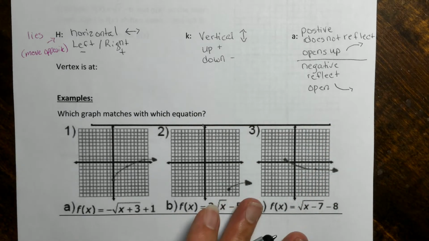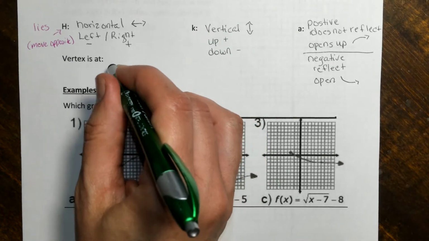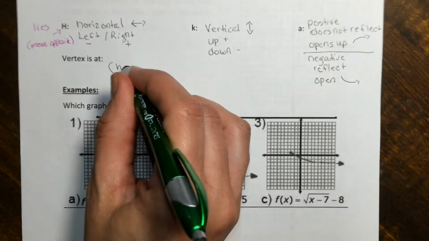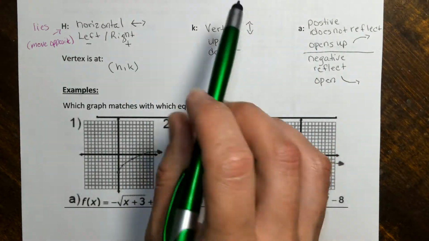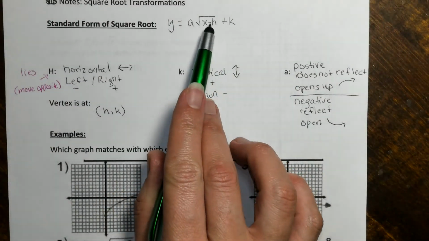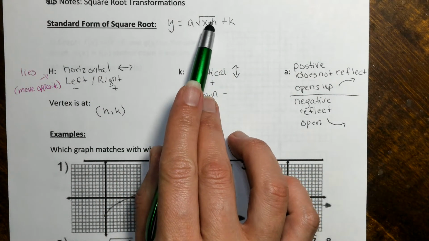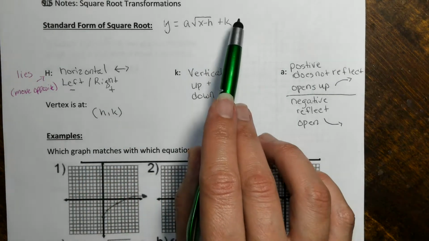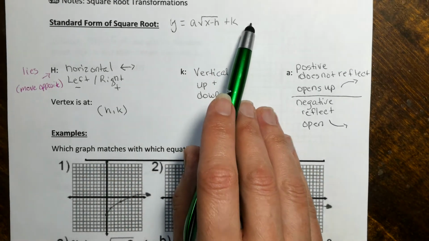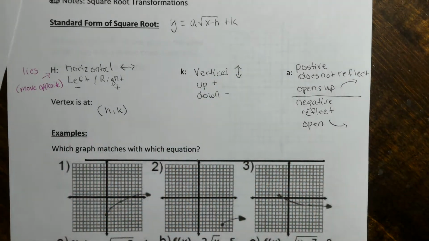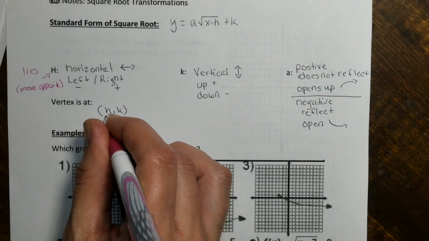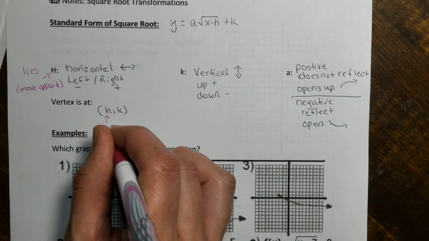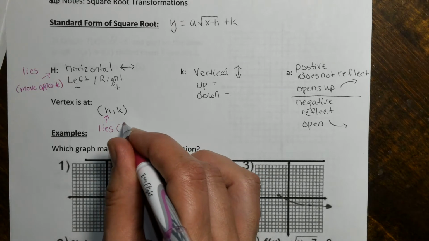And then we also have our vertex. Our vertex is always found as (h, k). But when we're looking at our equation, h, because it is negative, that's why it lies. K is positive, that's why it always tells the truth. So h, you have to remember that it lies, so you do the opposite.